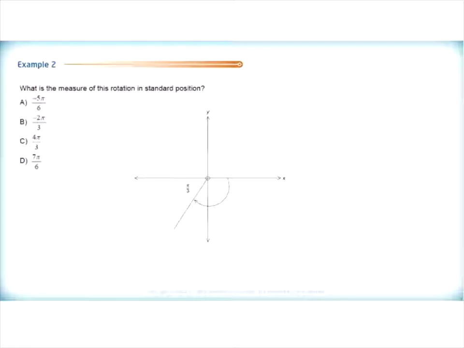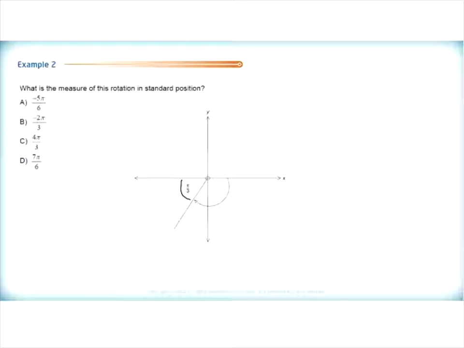Example 2, you may want to pause the recording at any time. You can pause the recording at any time and maybe try some of these multiple choice on your own before I actually do them. Might be a good idea to do that now. Example 2, what is the measure of this rotation in standard position? Very similar to the last one, but now it's in radian measure. The measure of this angle is given in radians.